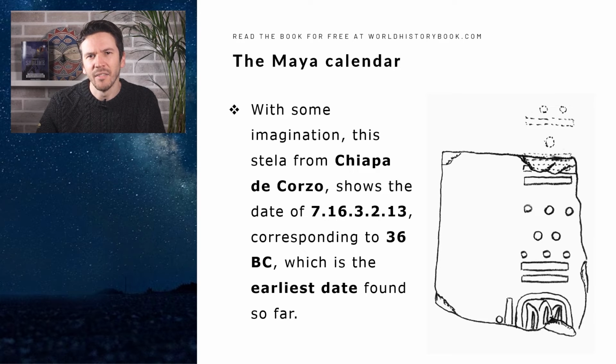In the stela on the right, we might read the numbers 7, 16, 3, 2, 13, although the first 2 numbers aren't directly given. And this would correspond to 36 BC, which is 4 years older than the previous example. The reason we can probably assume the 7 and the 16 is that those dates correspond to huge periods of time. So these 2 numbers are there in all the historic cases.